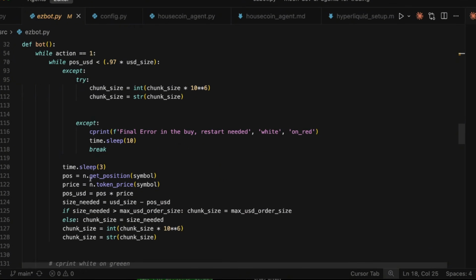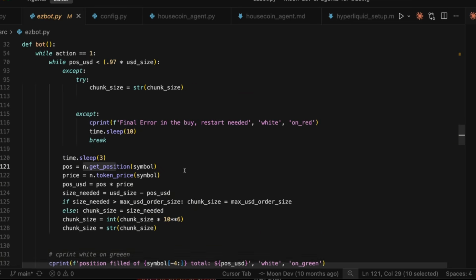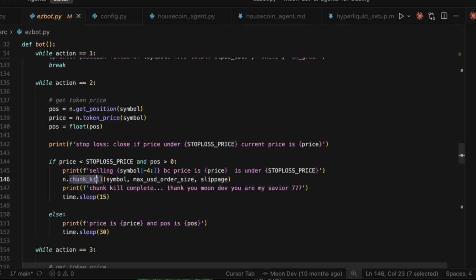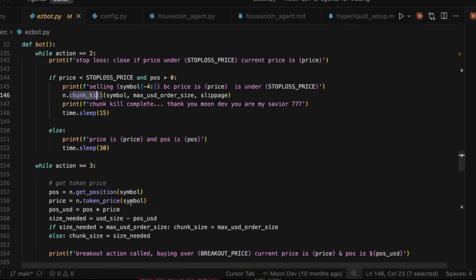You can see you get all of this code here, the n.get_position, n.token_price, being able to buy and sell. This is a chunk here: buy and sell, get position.